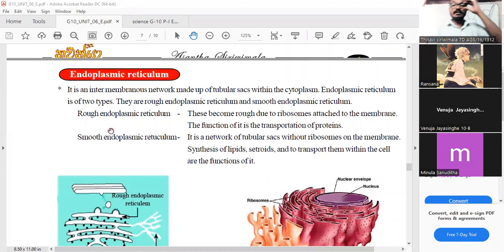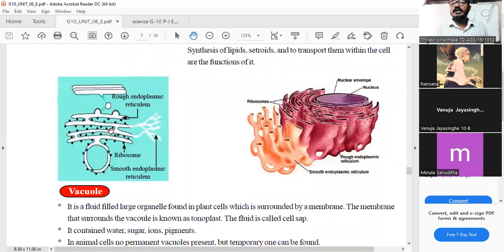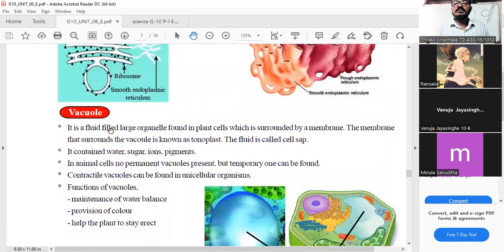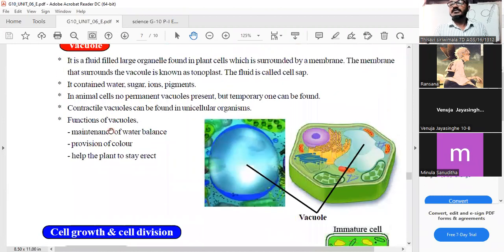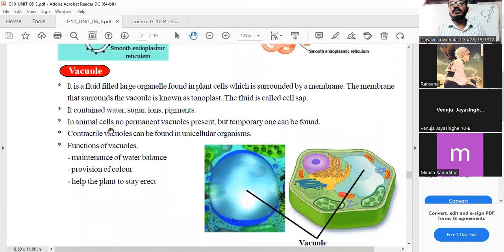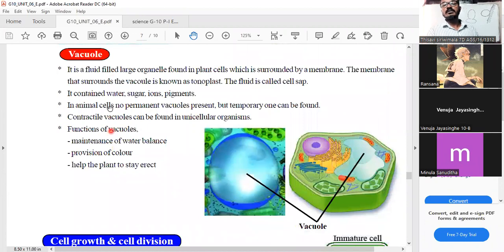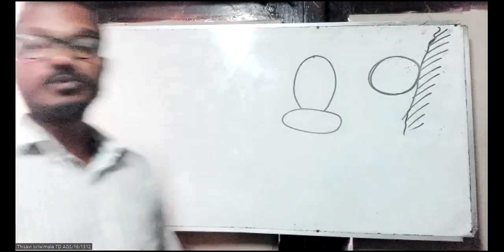Right, I think we have finished writing. Then comes the last organelle, vacuole, that we are going to discuss under the organelles. You can put the topic, vacuole. So then we can draw a small diagram also to represent vacuoles. So the vacuoles, as you know, are available only in plant cells.